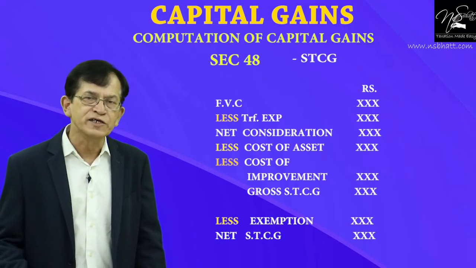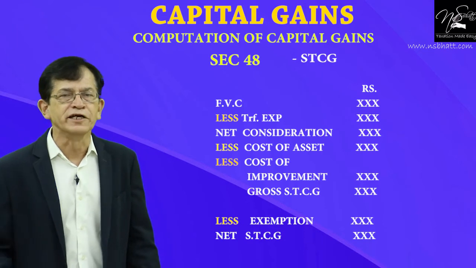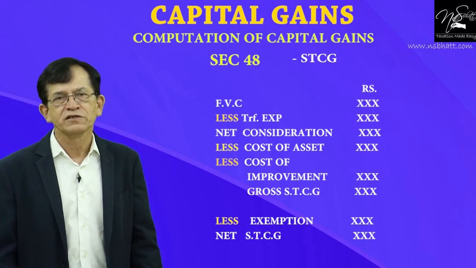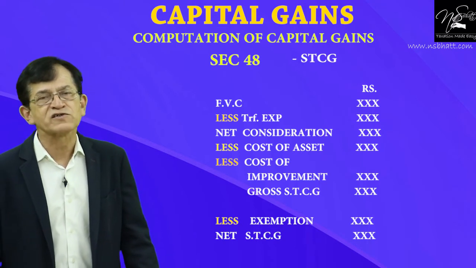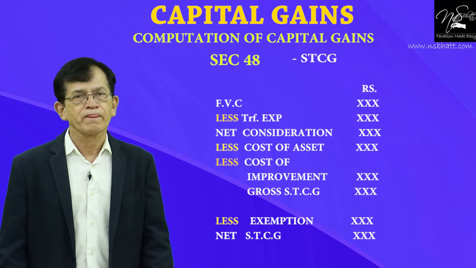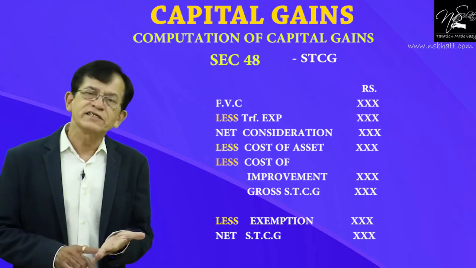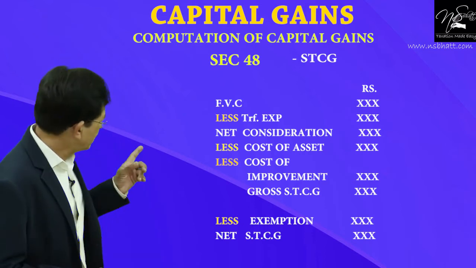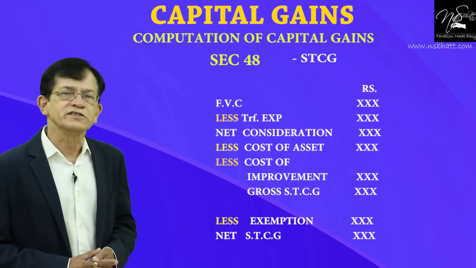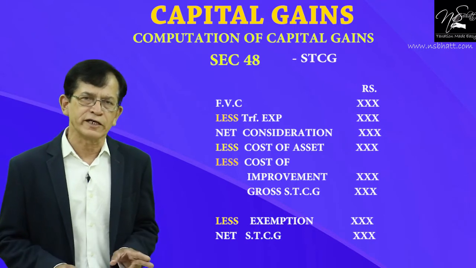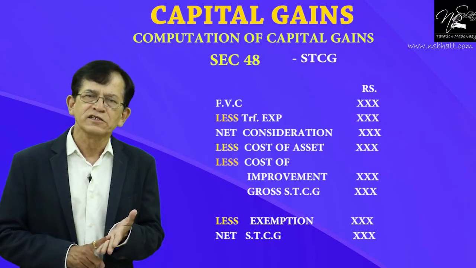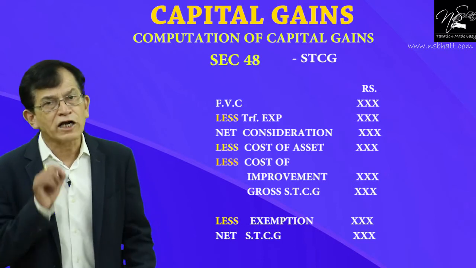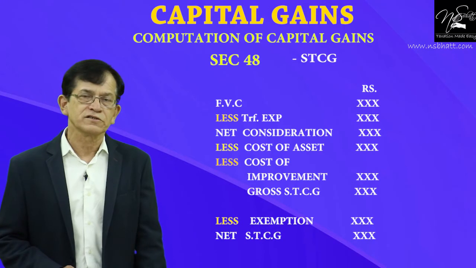And that has improved the asset durability. The life of the asset has been increased, and that will be called cost of improvement. So anything which I have spent to improve that asset would be available to me as a deduction. Two things I minus: cost of asset as well as the cost of improvement of asset. From what do I minus? From the net consideration.